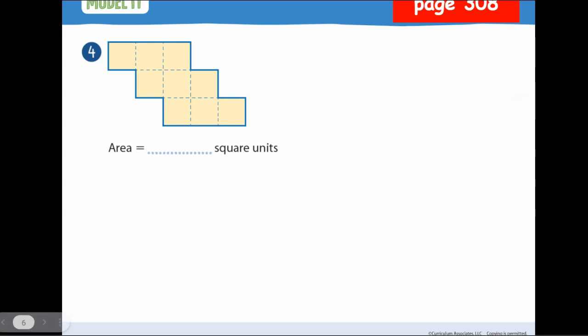Okay, do that one. Irregular shape, okay? It doesn't have a length or a width, but I do have unit squares, don't I? Well, count them. 1, 2, 3, 4, 5, 6, 7, 8, 9. Or 1, 2, 3, you can do that. 4, 5, 6, 7, 8, 9. So area equals how many square units? 9.